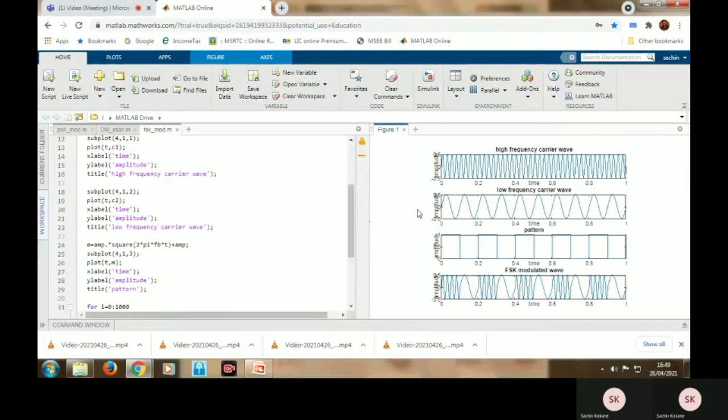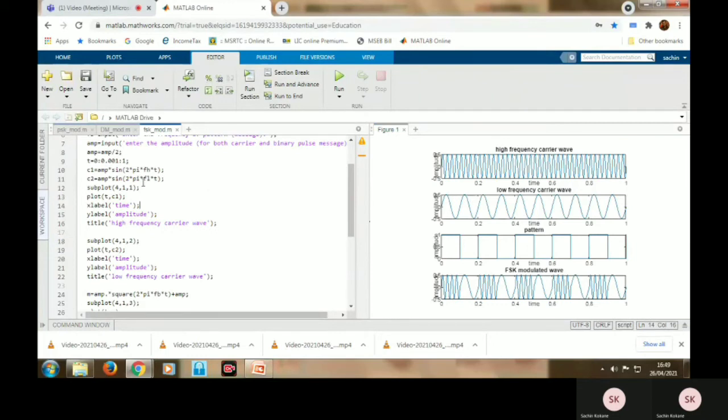Now the next work is to generate the digital signal. Since the digital signal is in square form, a square wave signal, we have to use the square function. The equation will be amplitude into square 2 pi fb t plus amplitude. Why plus amplitude? Because the amplitude is taken as half, and since we are taking half amplitude, the signal is going to plot as polar.